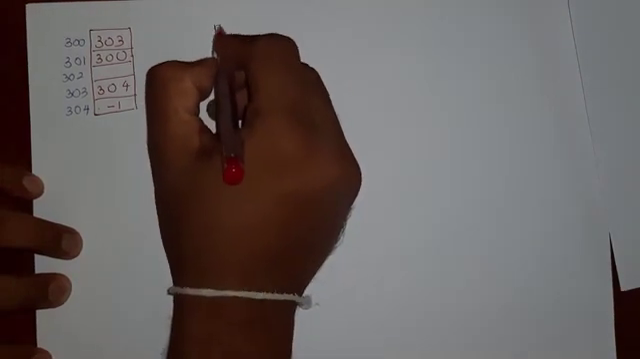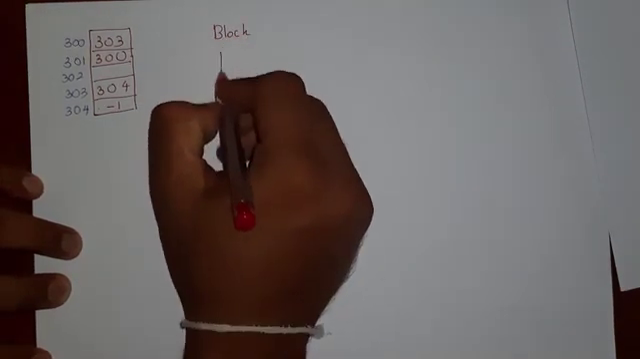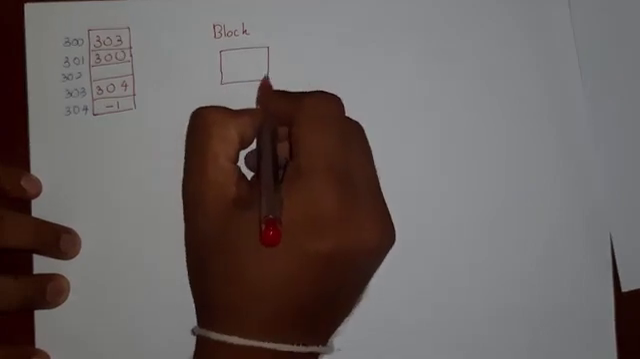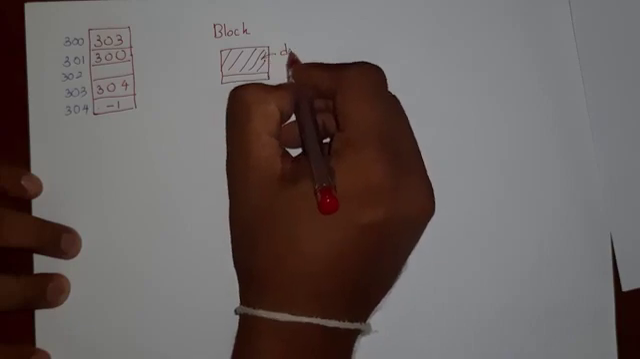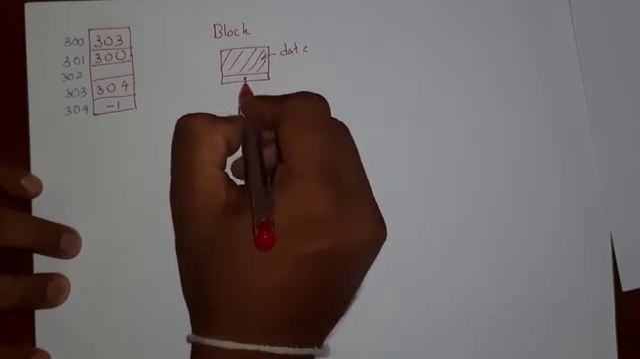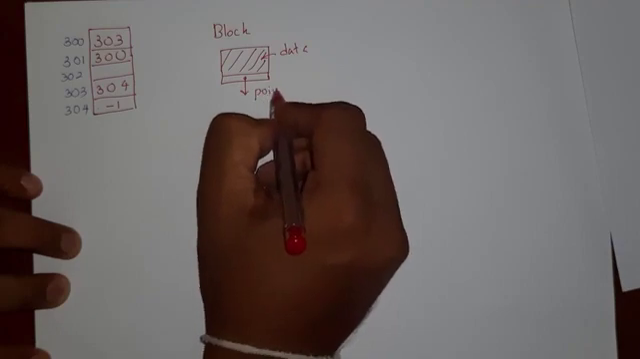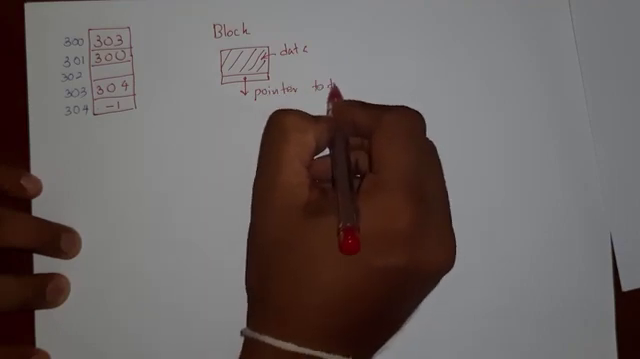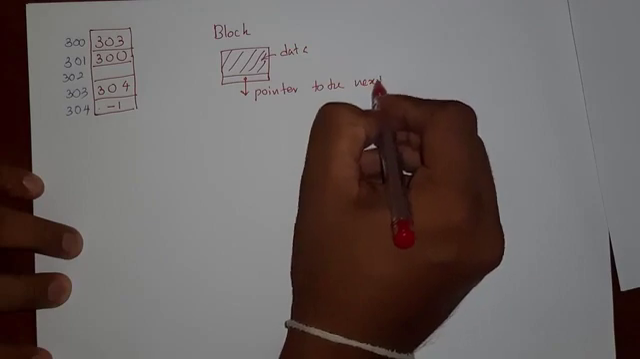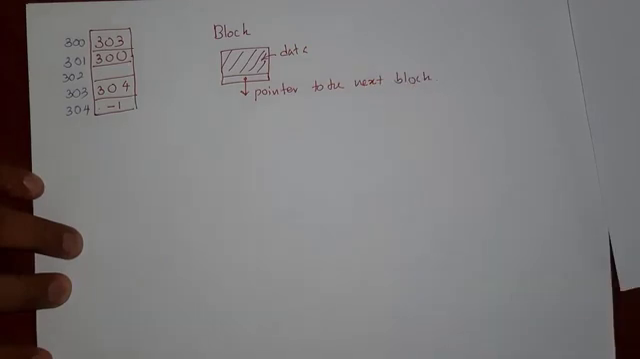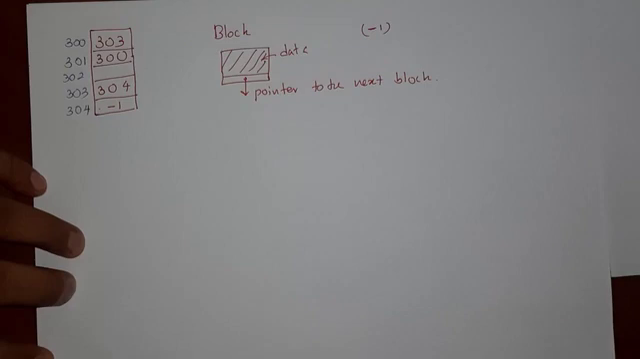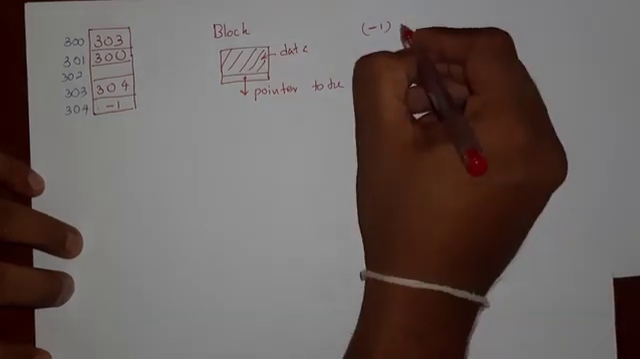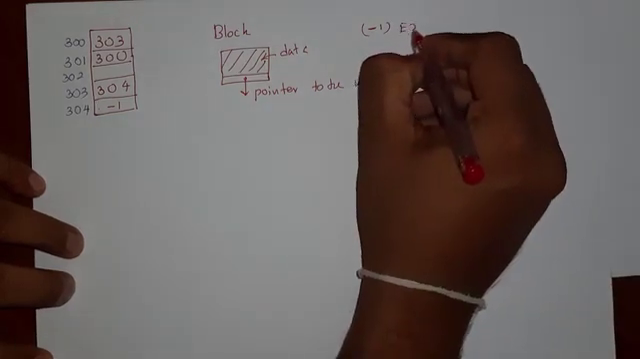Consider a block. It contains two sections. This section contains the data. This section contains the pointer to the next block. Let's say if the pointer is -1, there is no next block, it is the end of the file.